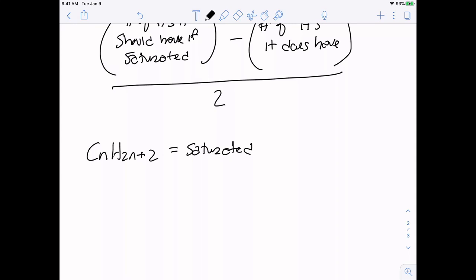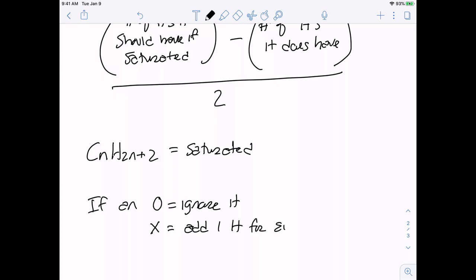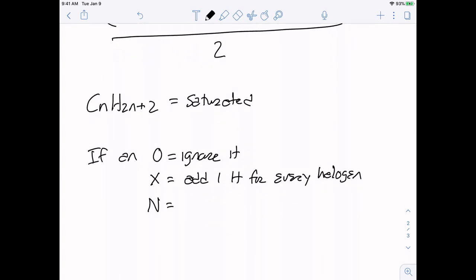For the number of hydrogens that it does have, we're going to count every hydrogen, but if there's a halogen, we're going to add a hydrogen. If there's a nitrogen, we're going to subtract a hydrogen, and oxygens we ignore. So if an oxygen, we ignore it. If a halogen, we're going to add 1 hydrogen for every halogen. Sorry guys, I'm losing my voice. And for nitrogens, we're going to subtract 1 hydrogen for every nitrogen. So some examples.